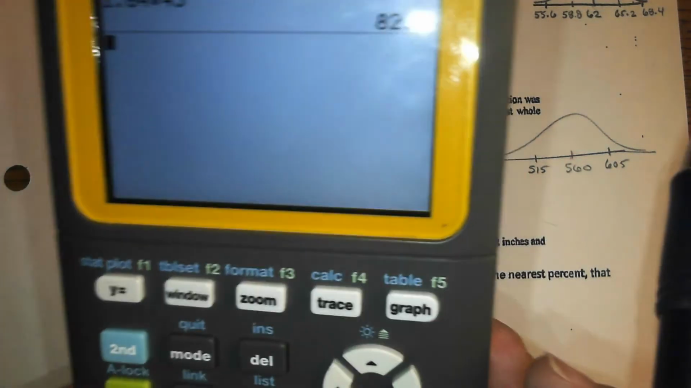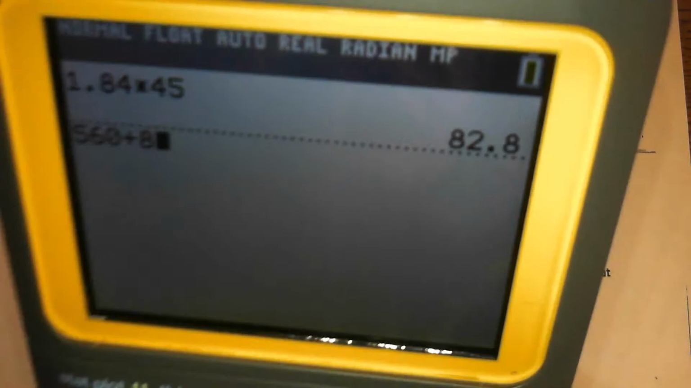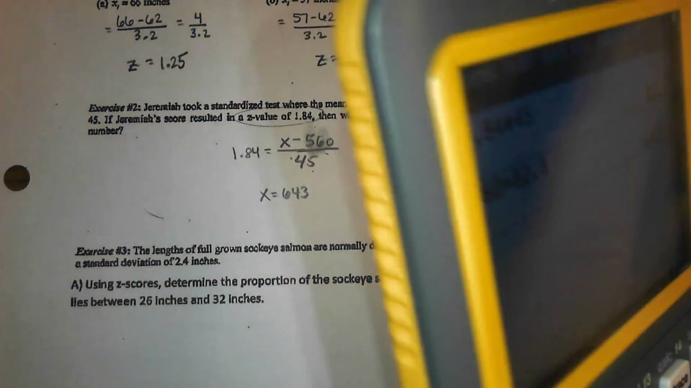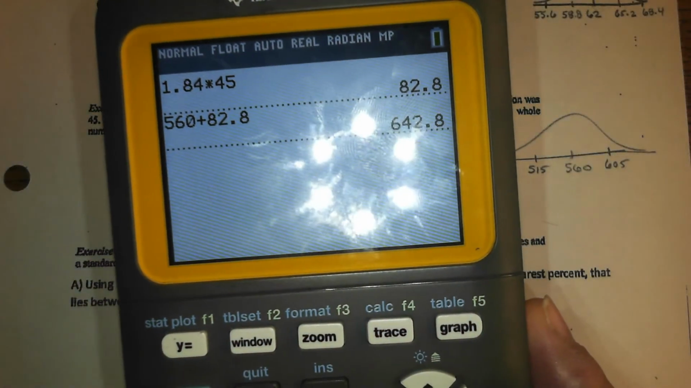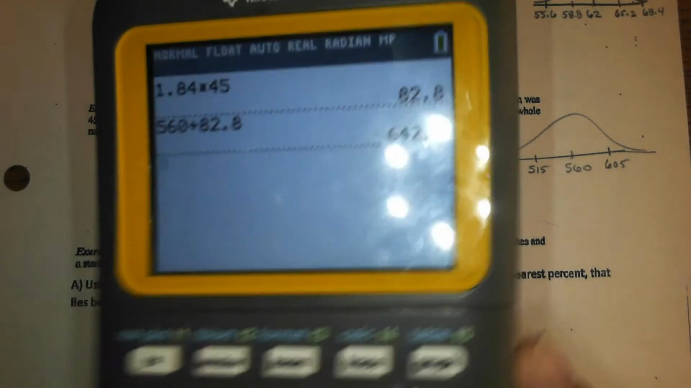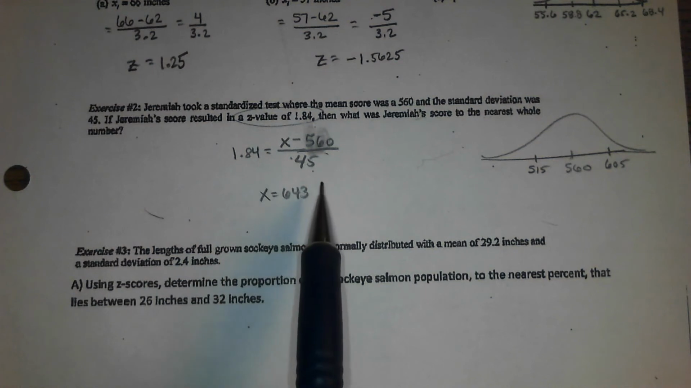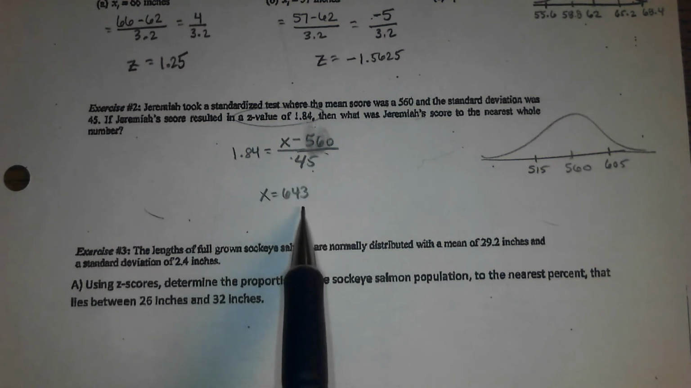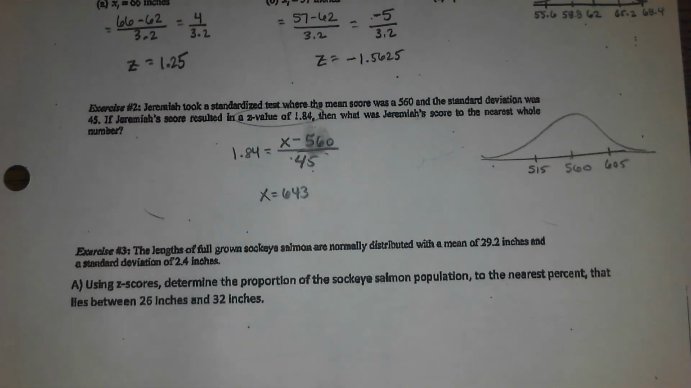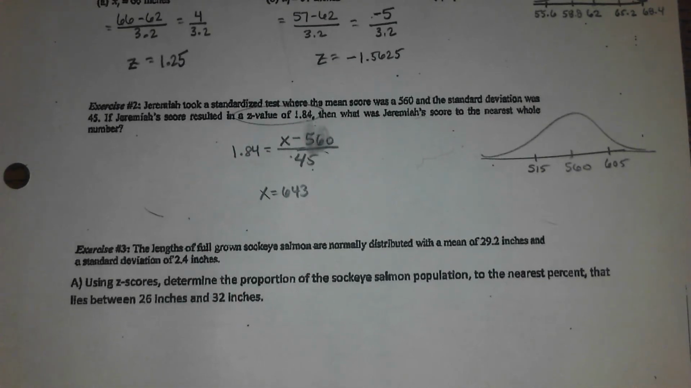And what's 560 plus 82.8? 642.8. And you said 643, right? Would yours technically have given you 642.8? It did. Okay. So I was more thinking conceptually. I think a lot of you could have figured that out. He did it algebraically and just jumped right to the formula. It all still works. Okay?